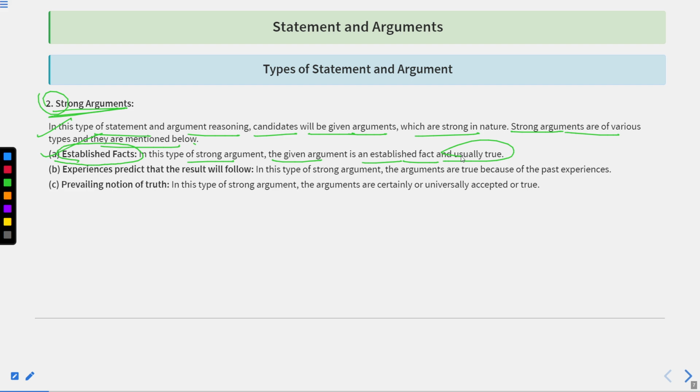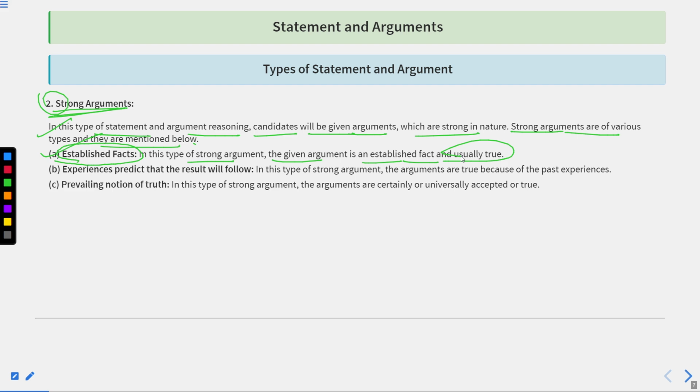So now this is the statement. The argument for this fact is, yes, the sun's direction is not changing, but rather the earth is revolving. So the argument is, the earth revolves around the sun, and the sun doesn't change its position. So it is an established fact which cannot be changed.